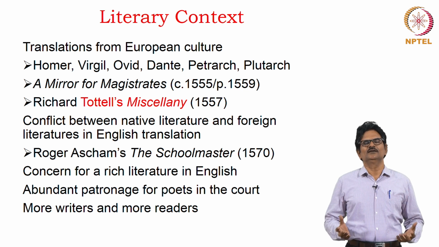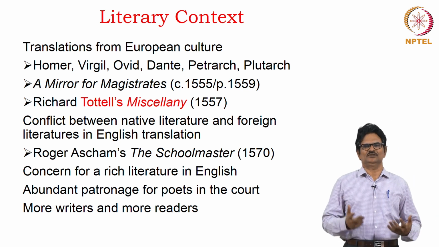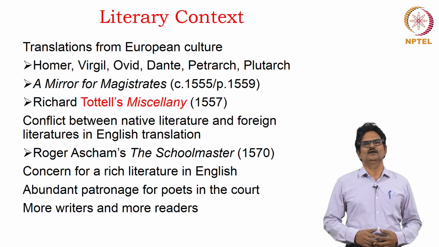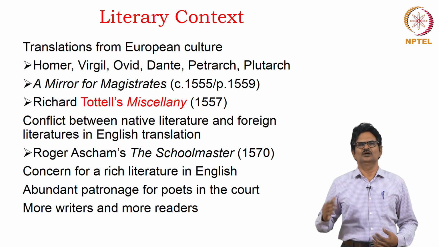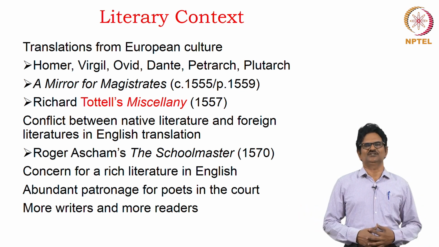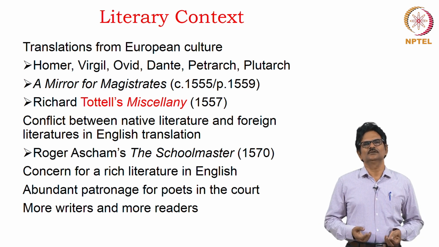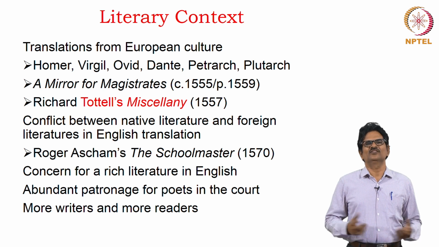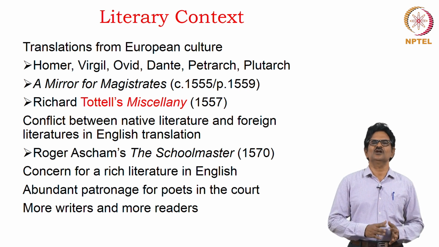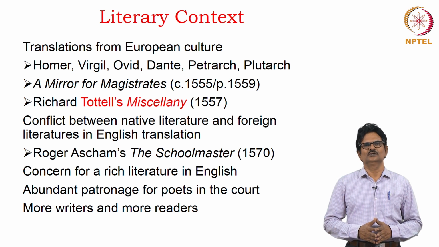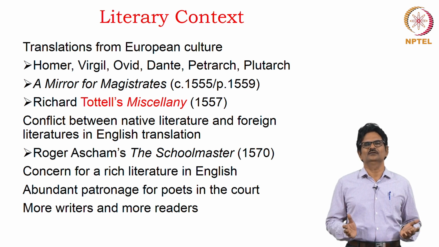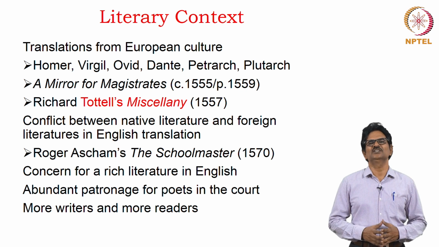A major event of this literary period is translation activity, translations from European literature and culture. Many of these writers like Homer, Virgil, Ovid, Dante, Petrarch, Plutarch and many others were translated into English. One of the first shapes to take was this anthology, A Mirror for Magistrates. It was compiled in 1555, but it was not published until 1559. That is how Richard Tottell's Miscellany was published first in 1557, containing the songs and lyrics of many Elizabethan poets.